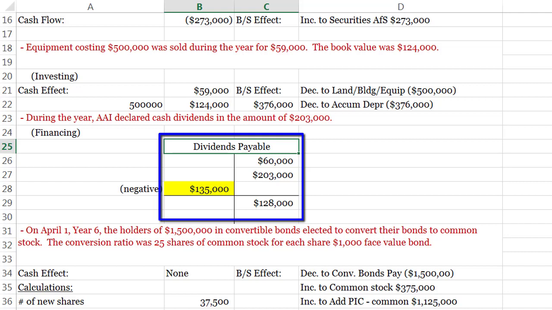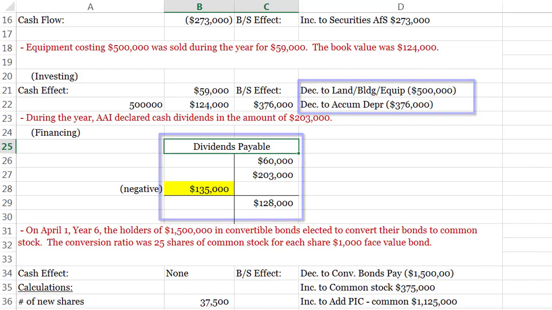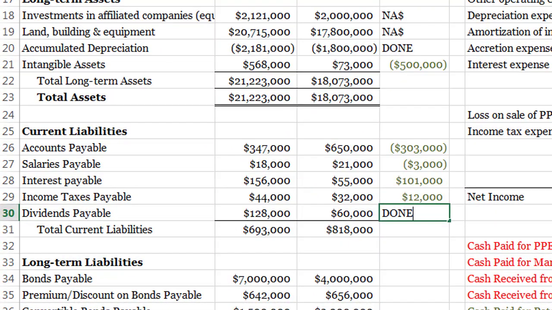I don't have to make any adjustments or calculations because not only have I made some notes like I have up here, I've actually done the T account already. So I can just make a note to myself that this is done. And that takes care of my current liabilities. So let's keep moving on.